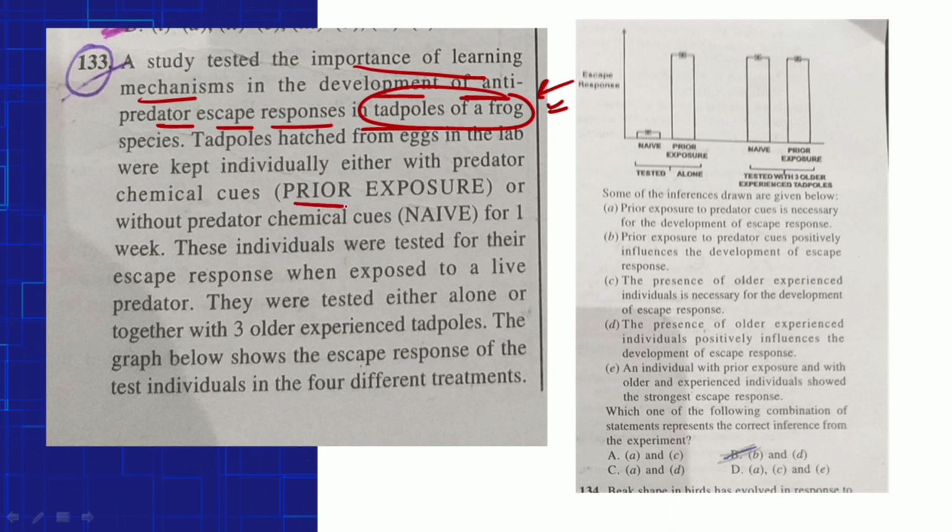So the first group was the one in which there was a prior exposure, and the second one was in which there was no prior exposure for 1 week, and this particular experiment was tested upon for 1 week. These individuals were tested for the escape response when exposed to a live predator. After the 2 groups, the first with exposure and the second with no exposure, they were then exposed to a live predator.